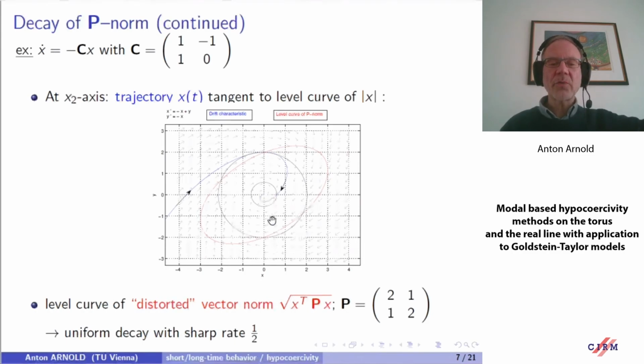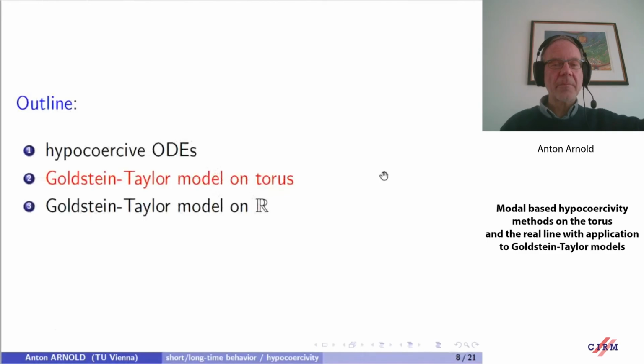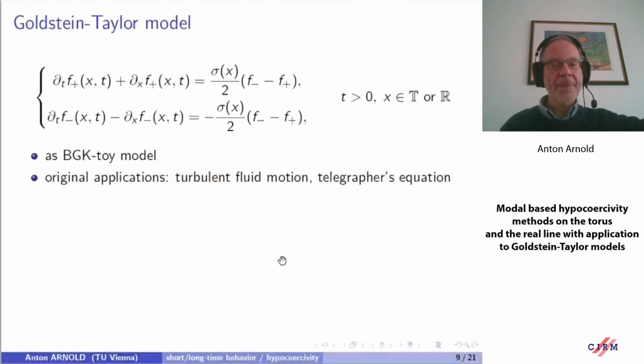So the way out was to introduce such a distorted norm with this matrix P, and the corresponding level curves look like this red ellipse, because then all these spirals will always intersect these new level curves at a non-trivial angle. So in this weighted norm, you will always have a strict decay. So now let me come to the Goldstein-Taylor model and use ideas like those I've shown you before on the ODE level.